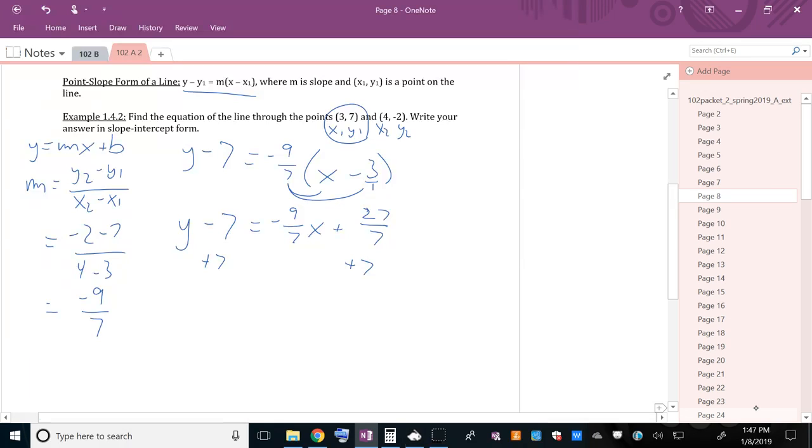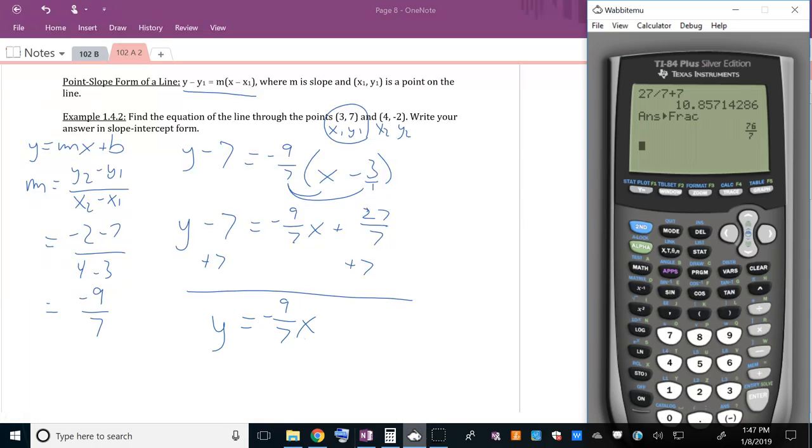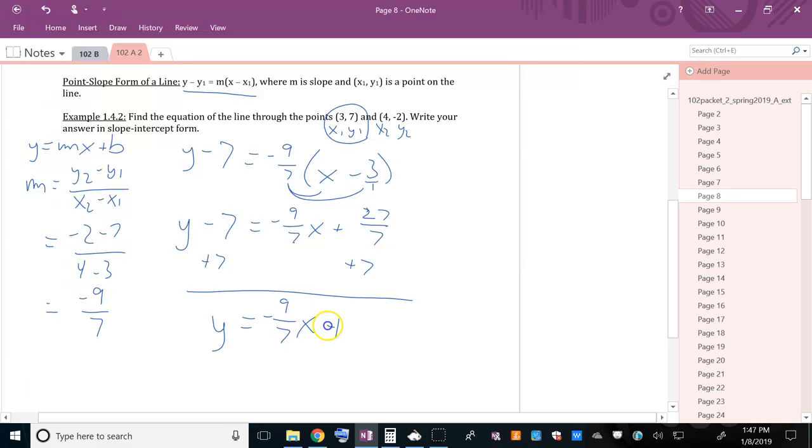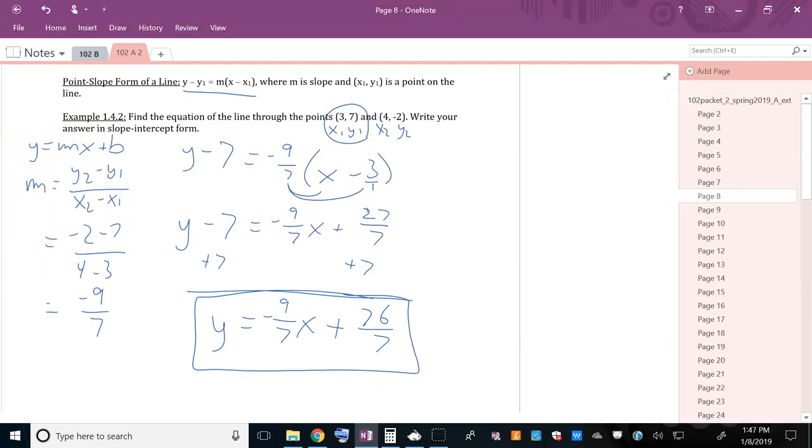So my answer is y equals negative 9 over 7x plus 76 over 7. And there's our answer. And again, we can use our calculator if we have trouble doing that by hand.